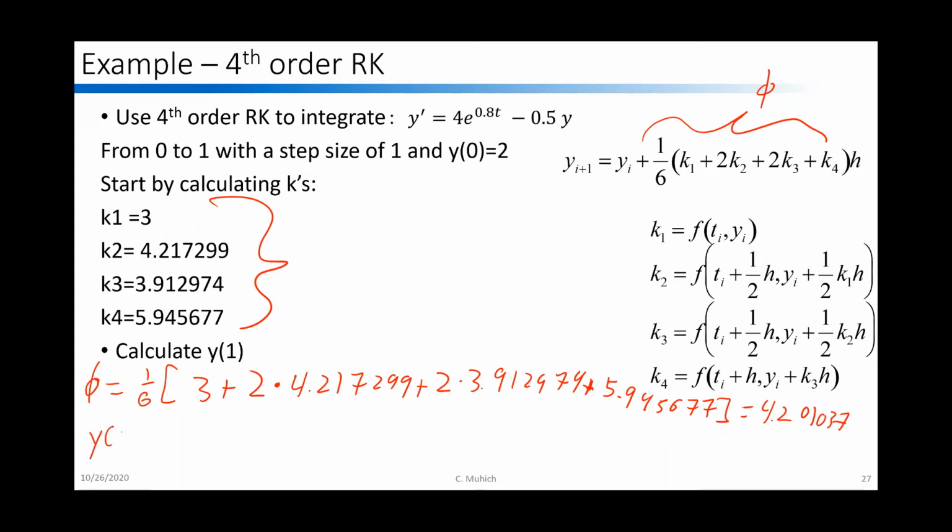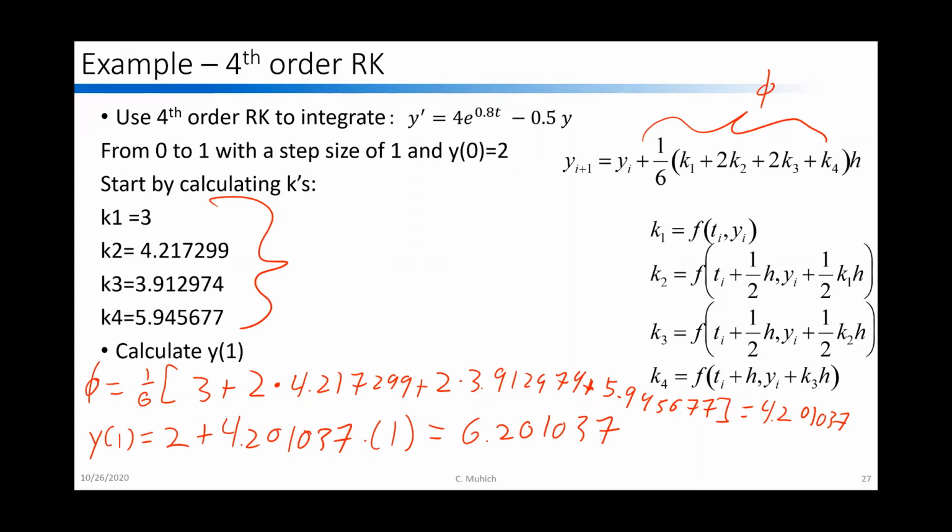All right, so now after all this work, I'm ready to take my actual next time step. We can say that y of 1 is equal to my old y, which is 2, plus my slope calculated out. So that's 4.201037 times my time step, which is, of course, 1, which gives me 6.201037.